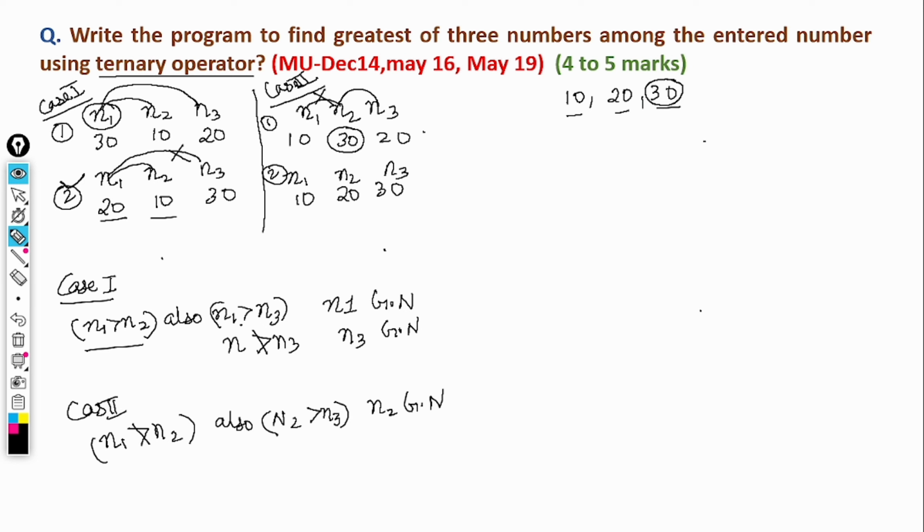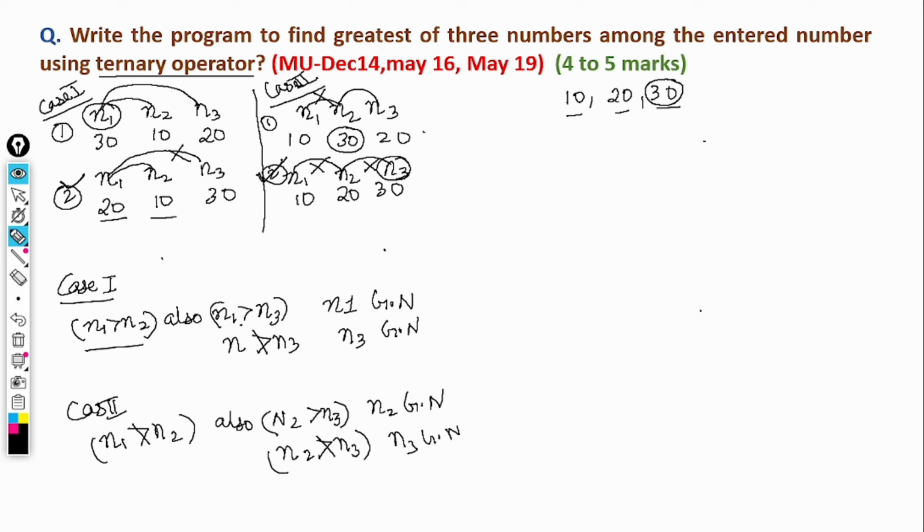Okay. In the second subpart, n1 is not greater than n2, and n2 is also not greater than n3. Then n3 will be the biggest number. n2 is not greater than n3. In such a case, what will happen? n3 is the greatest number.